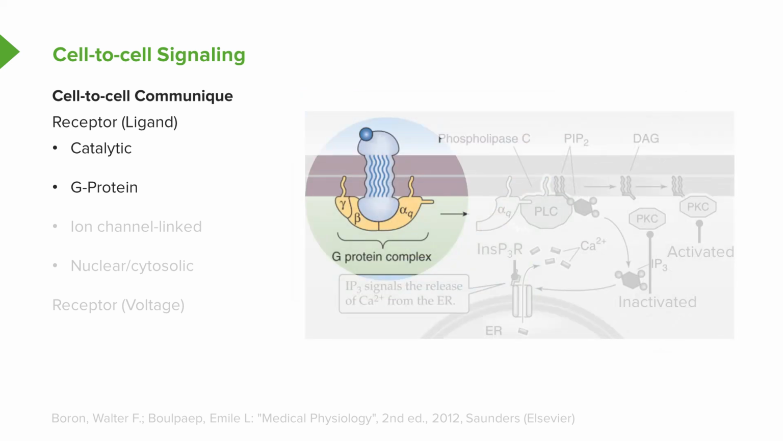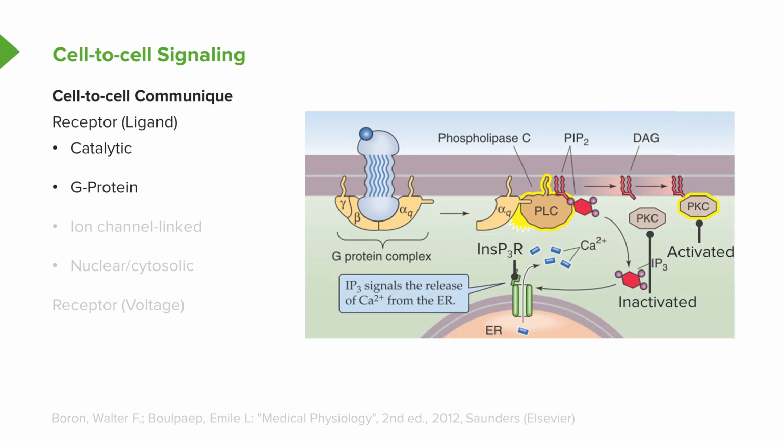This is another example of a G protein coupled receptor. Here, when the ligand binds to the receptor, it activates G proteins. In this case, the G protein that's activated is a G-alpha Q. G-alpha Qs then migrate over to activate phospholipase C. And phospholipase C converts a molecule PIP2 into two things that are going to be active throughout the cell, and that is DAG and IP3.